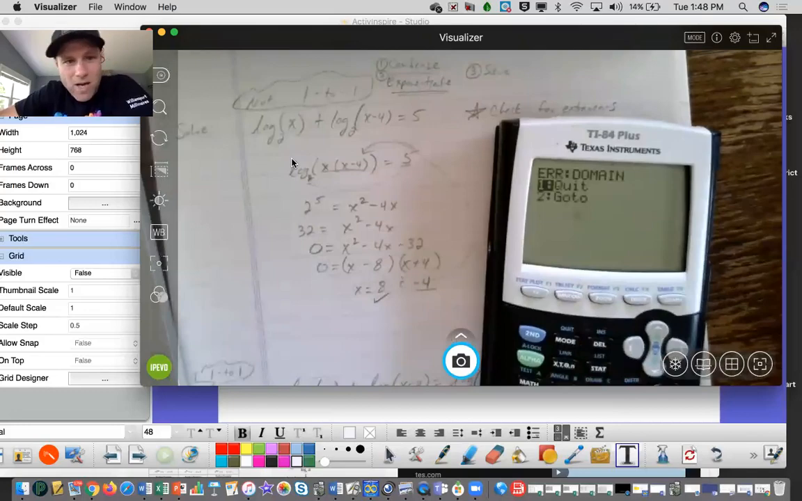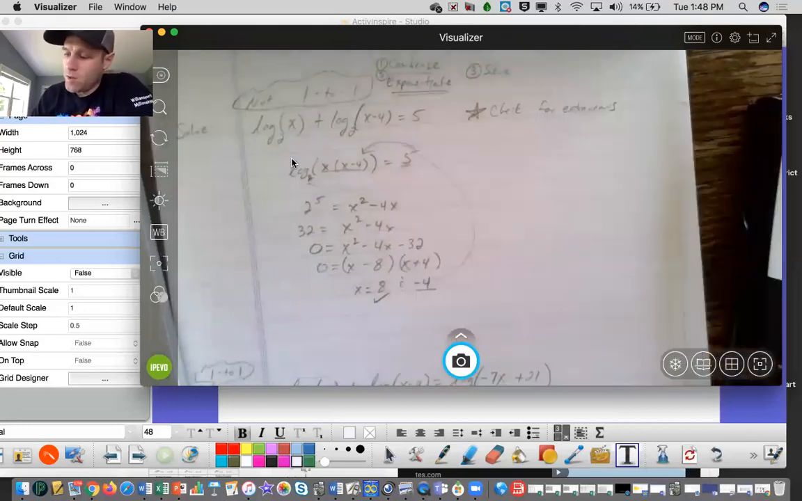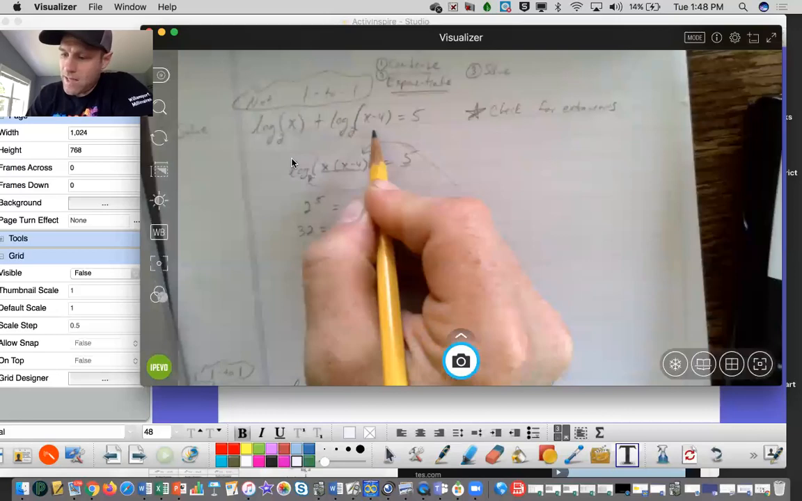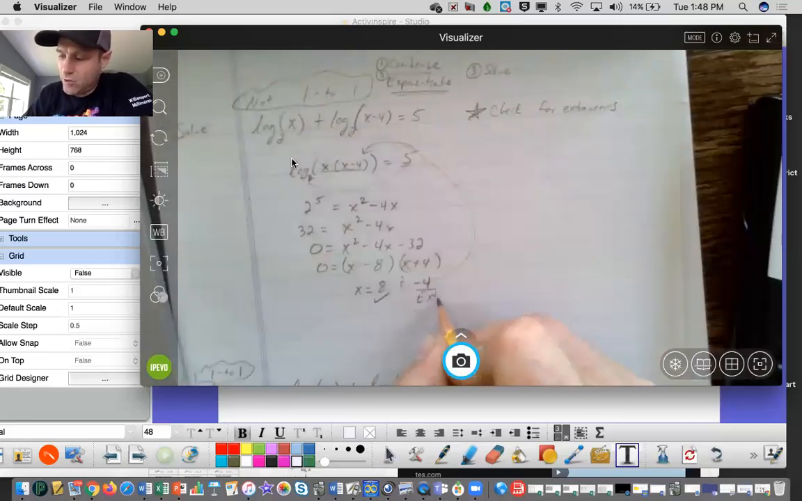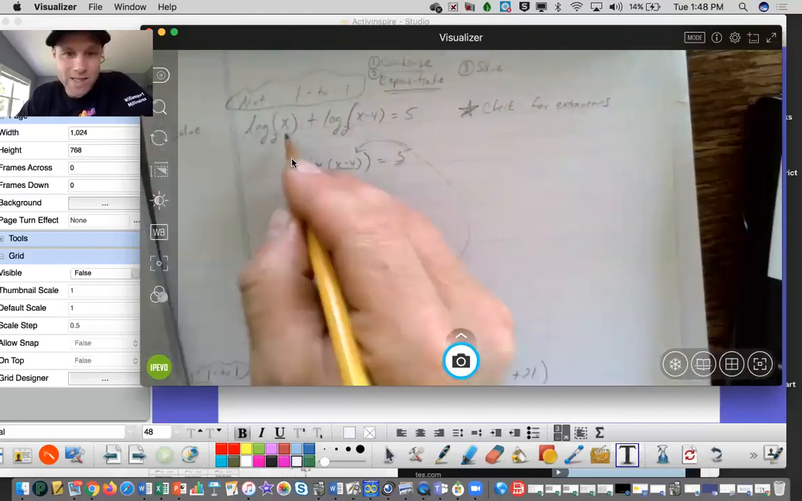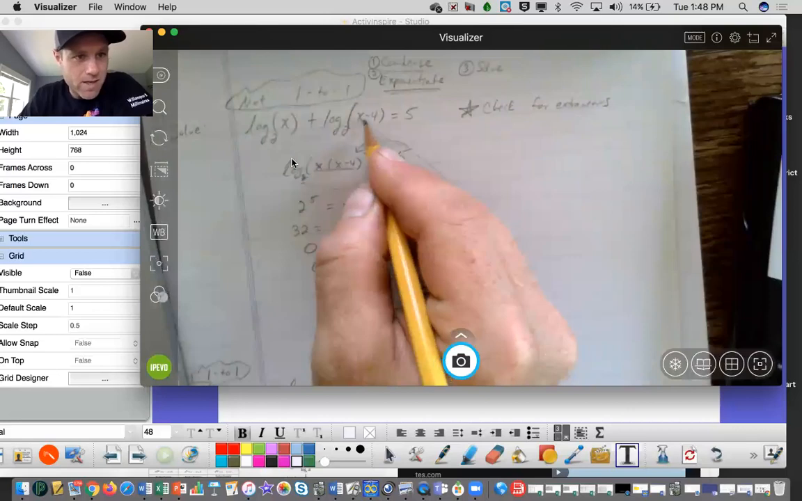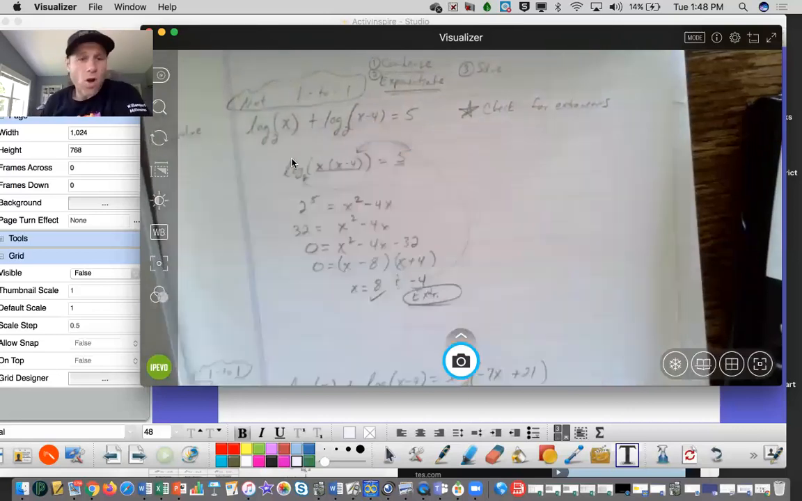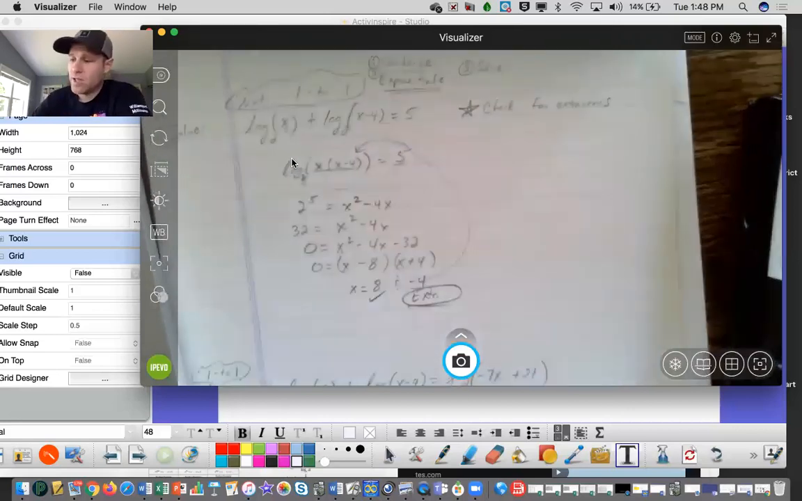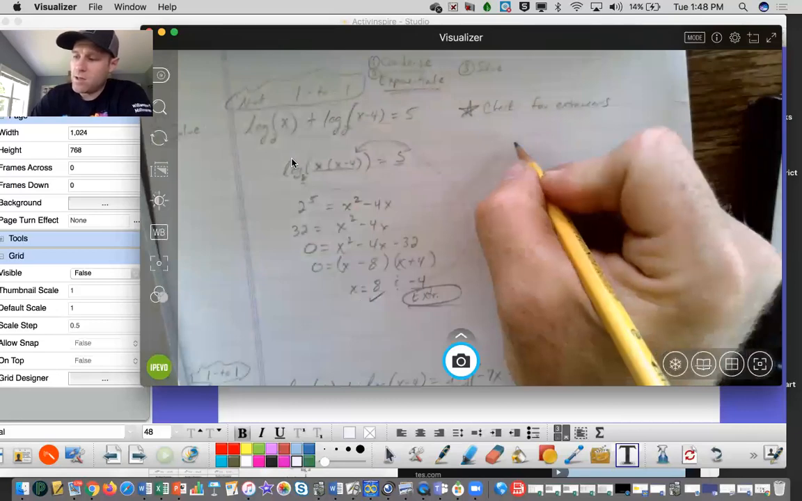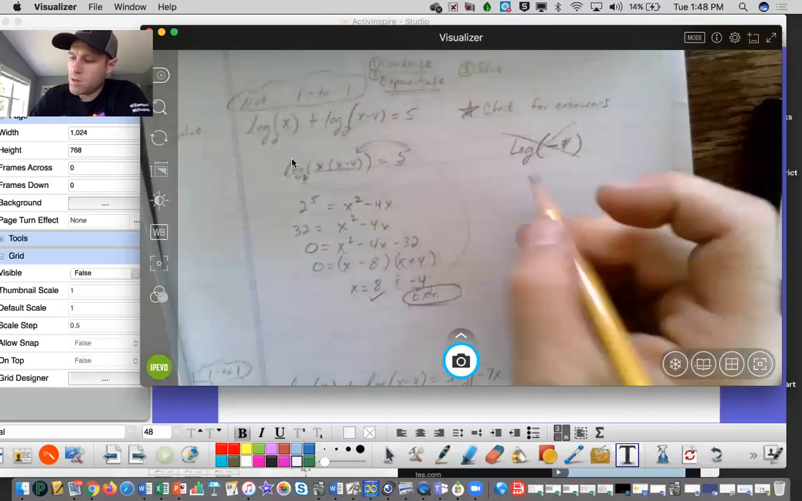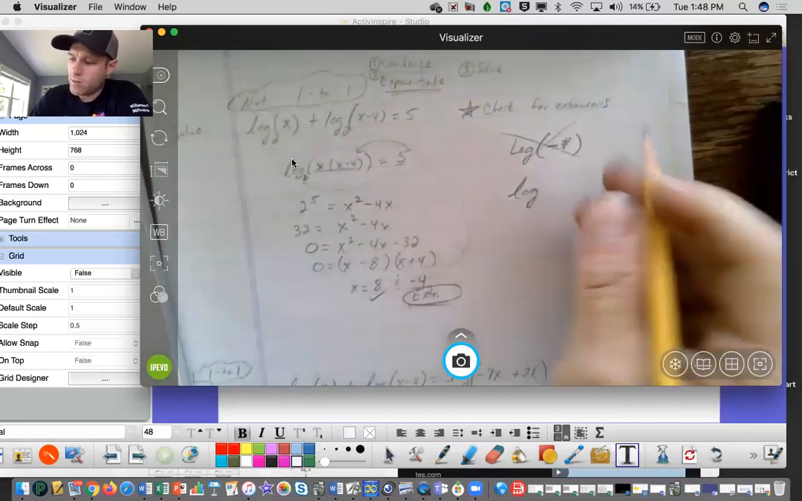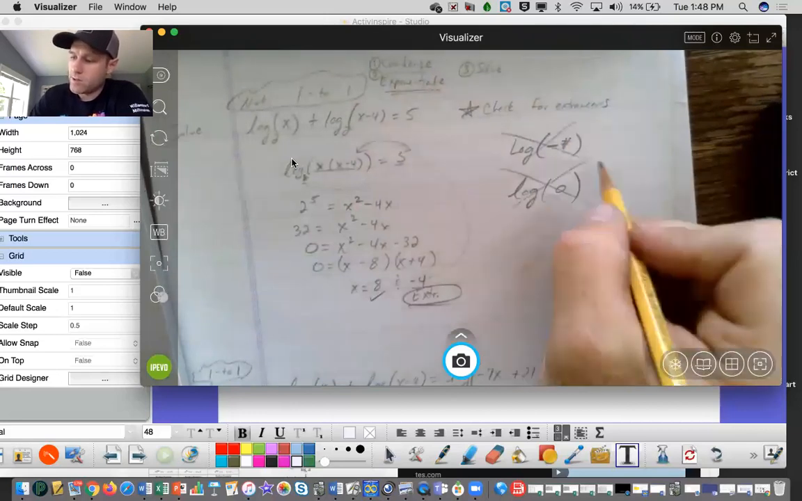So it's not possible. So -4, if I plug that in any of these, it's going to be considered extraneous because I cannot do the log of -4. Cannot do the log of -8. If I plug -4 in here, I'd have to be doing the log of -8. So always check for extraneous solutions. You cannot have the log of a negative number or the log of 0. These are extraneous.